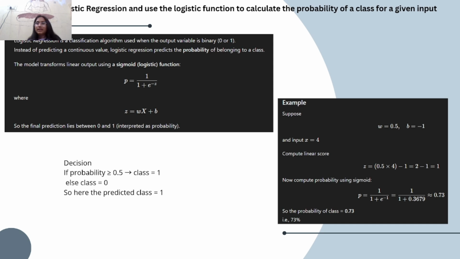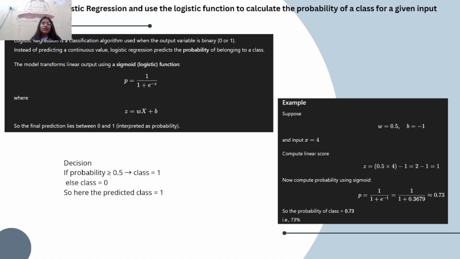So let's calculate the probability. For example, suppose w equals 0.5, b equals -1, and input x equals 4. First compute the linear score z, which is 0.5 times 4 minus 1. The solution is 1. Now compute the probability using the sigmoid function. Putting the value in the sigmoid function, we get the result as 73%. The probability of the class is 0.73. So what is the decision rule? If the probability is greater than or equal to 0.5, then class equals 1, else class equals 0. So here the predicted class equals 1.